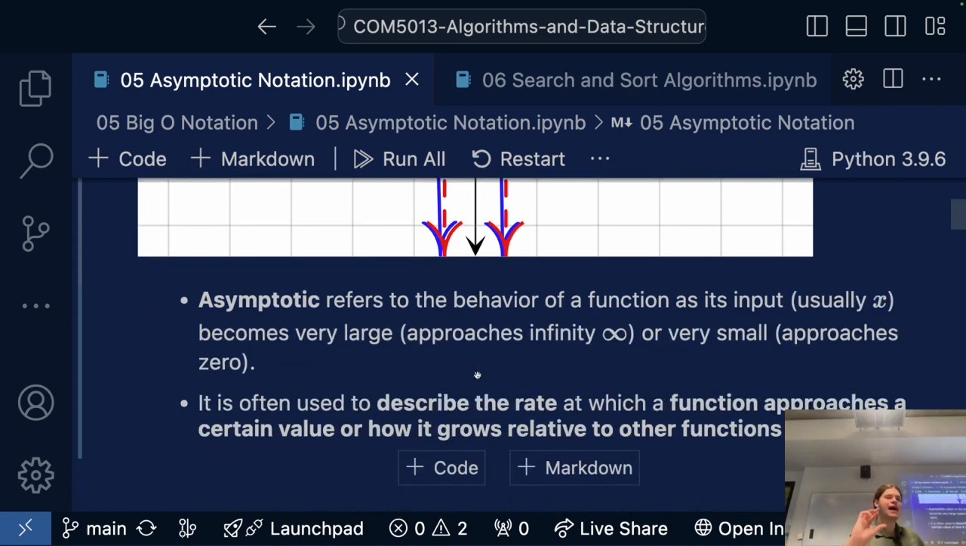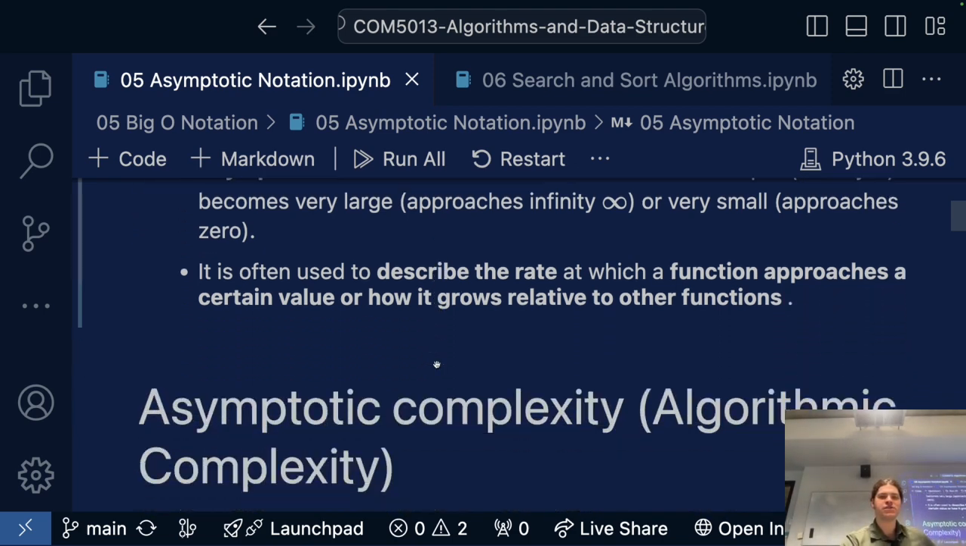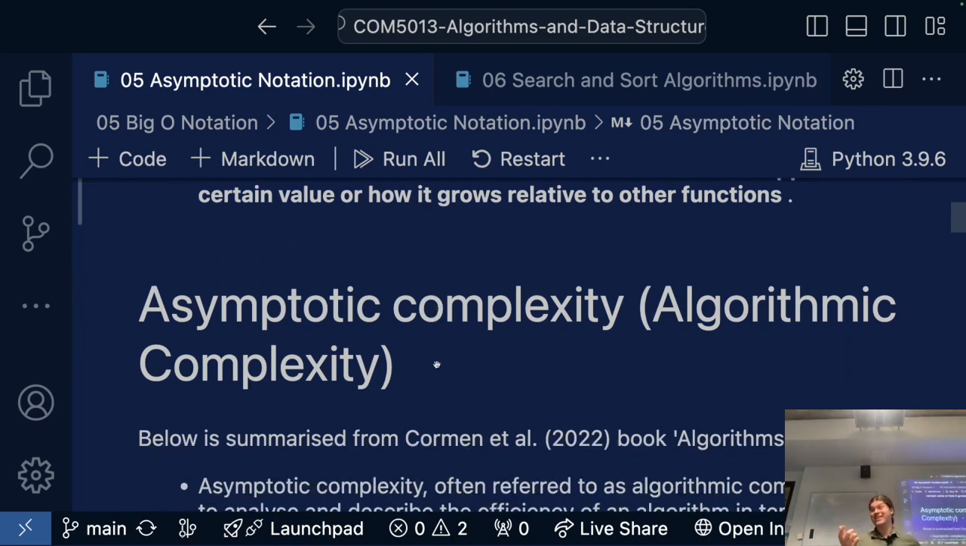Okay, but when we talk about asymptotic notation, remember the root word of asymptote is a straight line. Asymptotic notation is interested in measuring the rate of growth. So how does this function, this algorithm that we're dealing with in programming, scale as our value of n, translating that from x, the number of elements in our data structure, the number of operations we're performing in an algorithm, grows? Okay, that's what we're interested in, and that's where big O notation comes in.